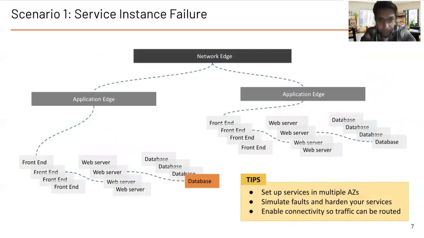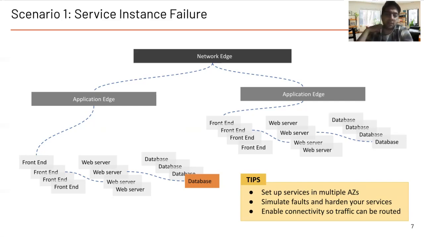So let's imagine a simple scenario of a three-tier application. You have your front-end web server database, and you have traffic coming into some sort of edge. It could be a data center or a cloud region, then to some sort of an application proxy or an ingress proxy, and then into your application.